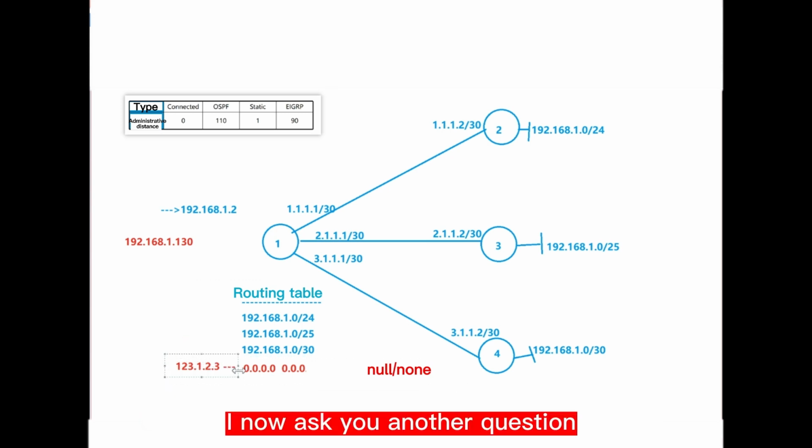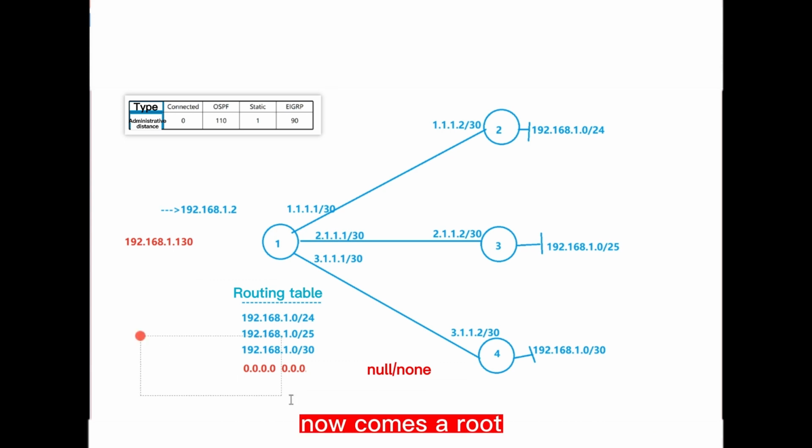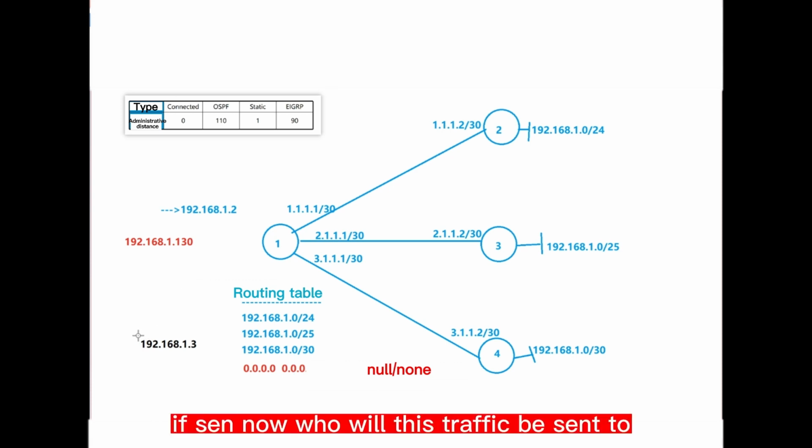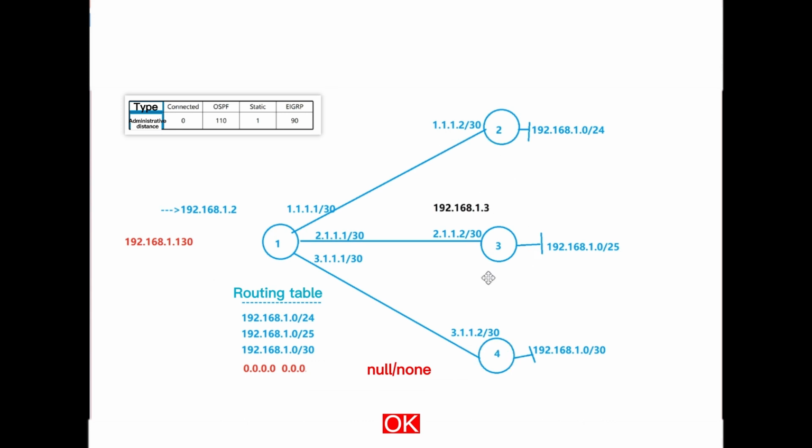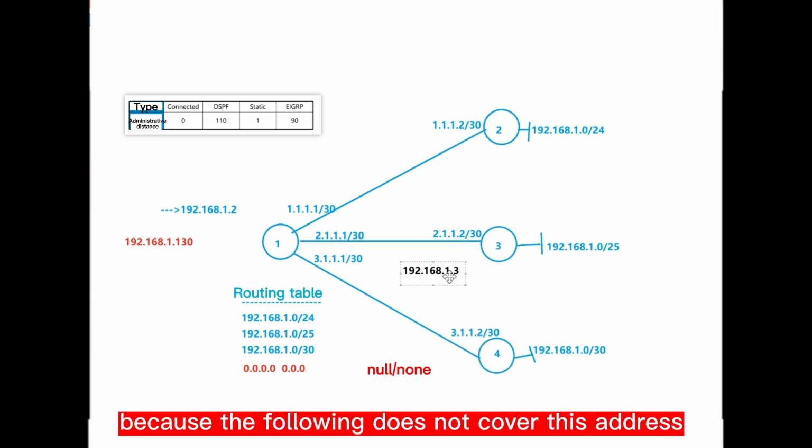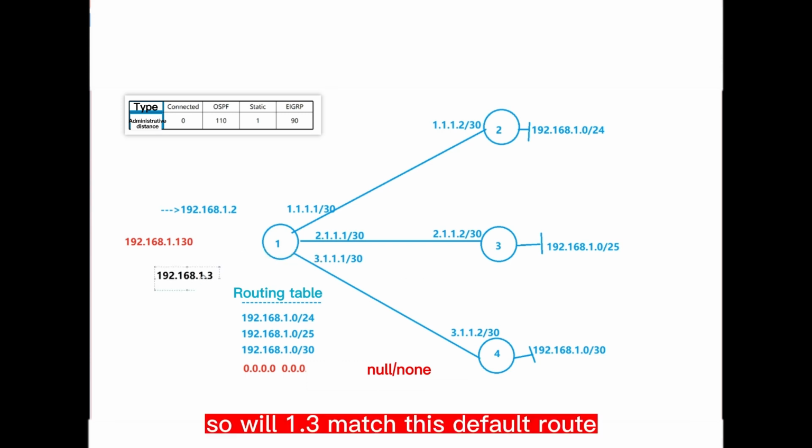I now ask you another question. Now comes a route 192.168.1.3. If sent now, who will this traffic be sent to? OK. Will be sent to device 3. Because the following does not cover this address. So will 1.3 match this default route?